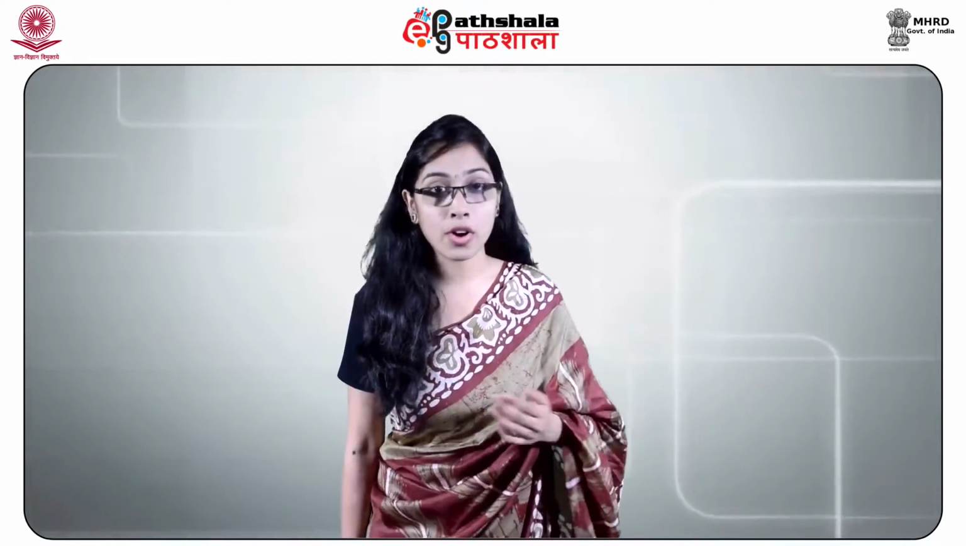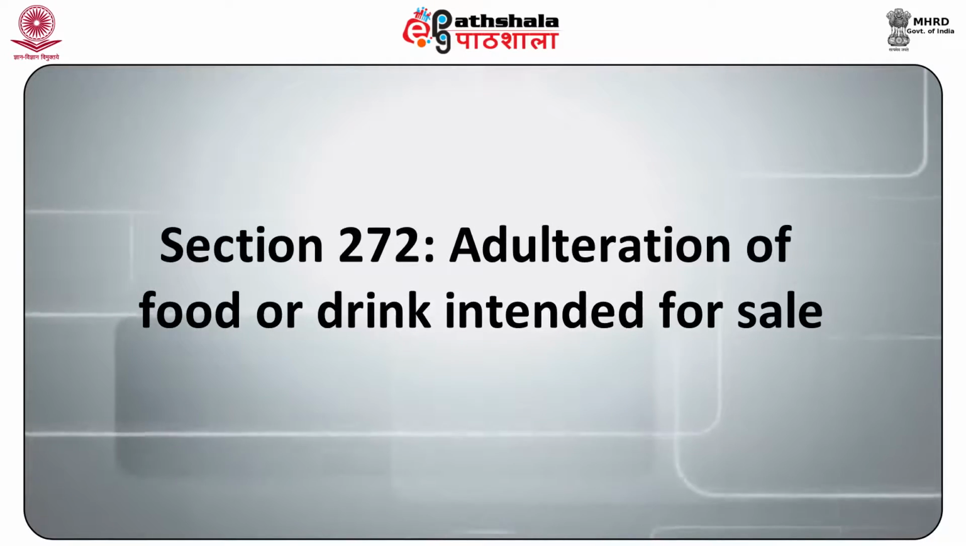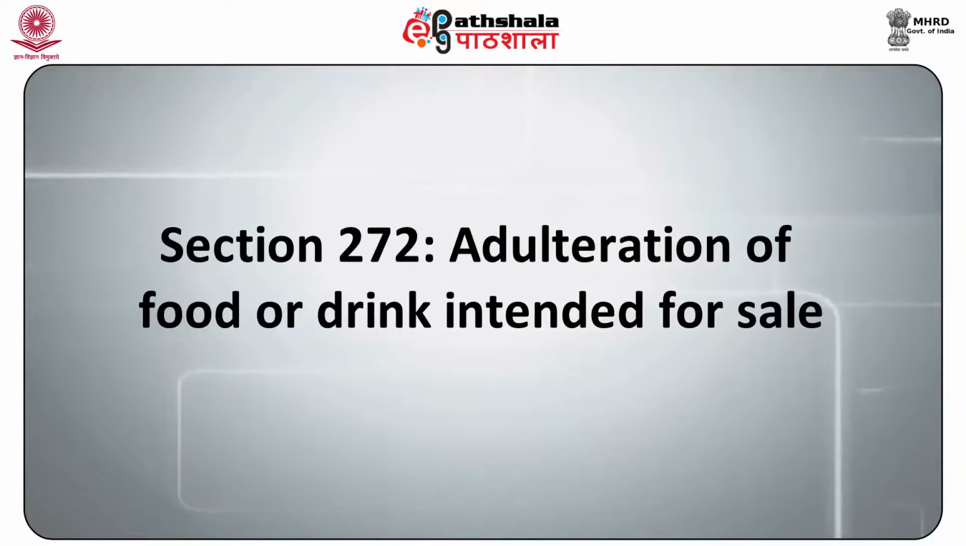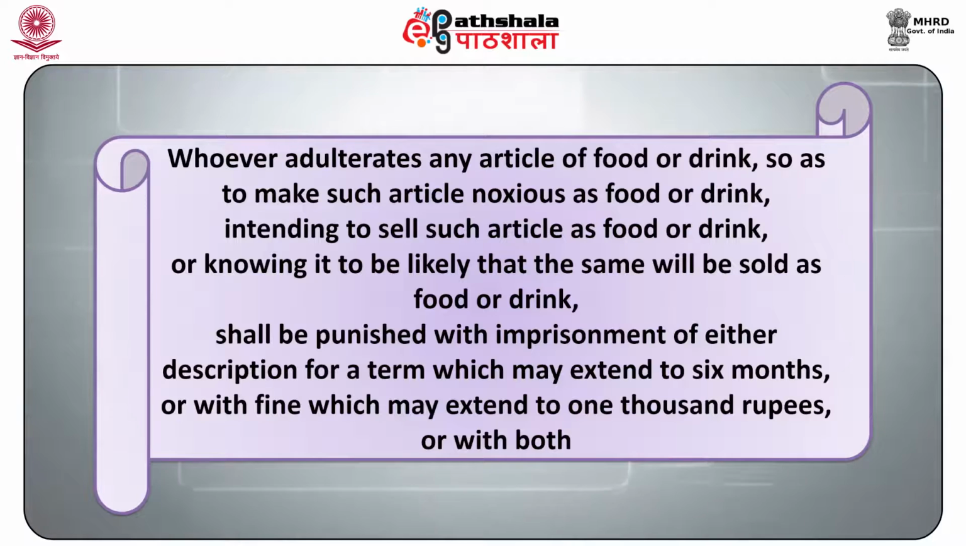The following sections of the Indian Penal Code deal directly or indirectly with offences involving poison. Section 272, adulteration of food or drink intended for sale. It states, whoever adulterates any article of food or drink so as to make such article noxious as food or drink, intending to sell such article as food or drink, or knowing it to be likely that the same will be sold as food or drink, shall be punished with imprisonment of either description for a term which may extend to 6 months, or with fine which may extend to 1,000 rupees, or with both.